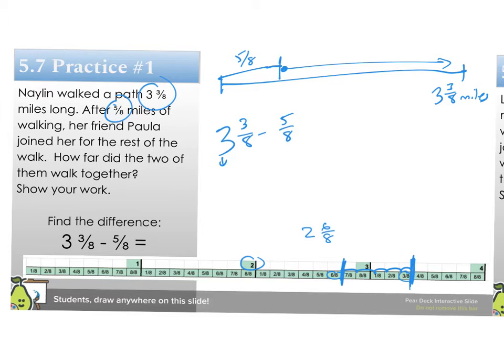We can change 3 to 2 and then with 8/8. So we're going to add 8/8 onto our 3/8. 8 plus 3 is 11/8. So now we have 2 and 11/8. Subtract 5/8. So now it's just the two whole numbers. 11 subtract 5 is 6/8. The denominator stays the same. That is the same as what we got on the number line, so I feel confident that is correct.